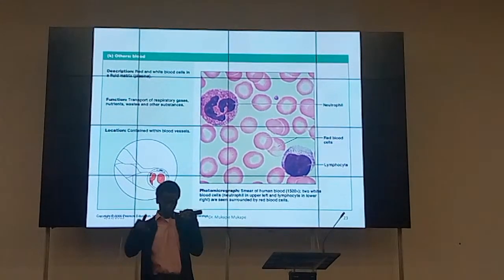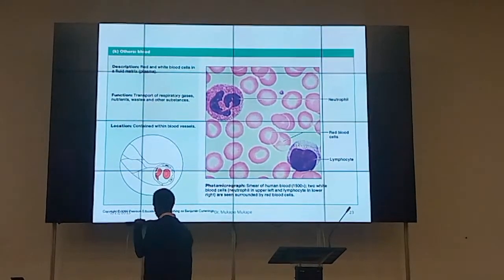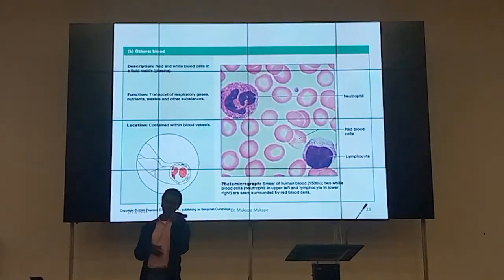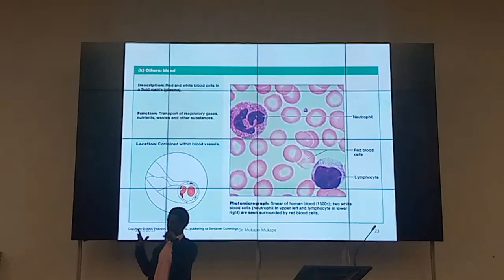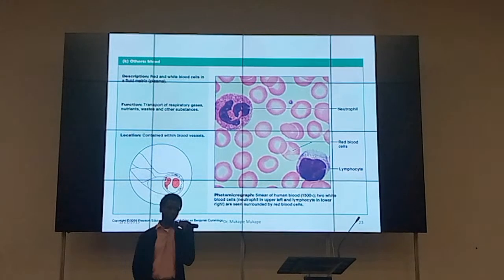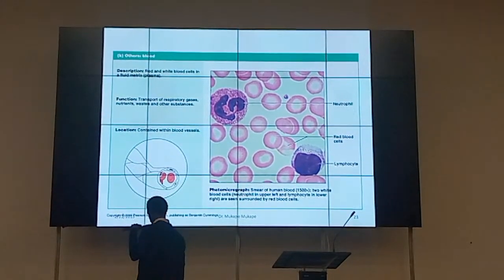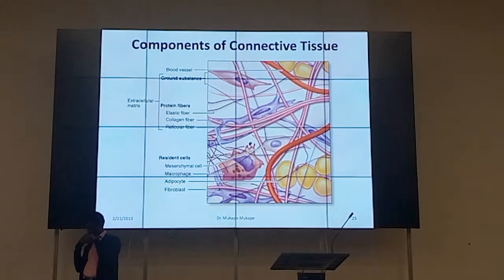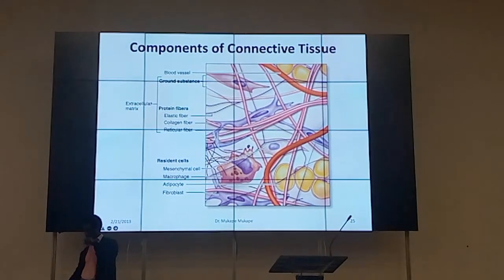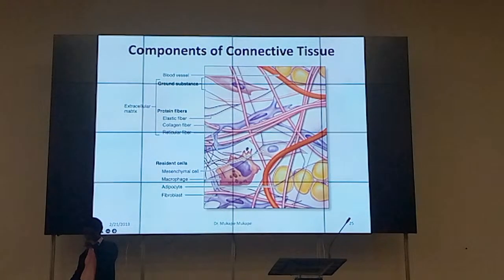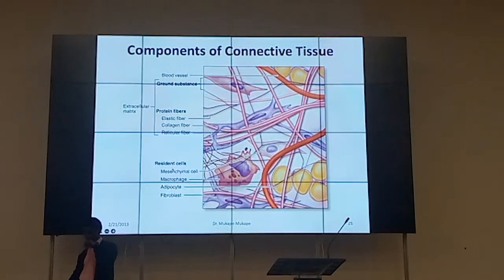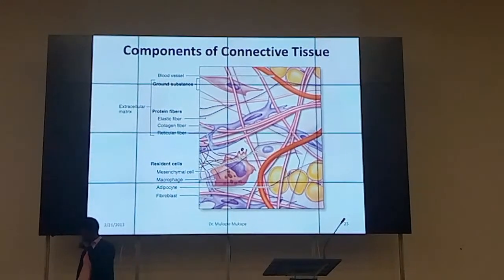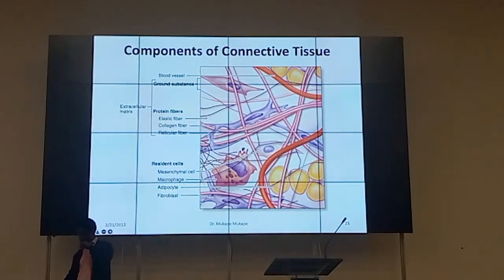So we have done the general introduction. Now we go into the cells. The extracellular matrix we discussed last time: the fibers and the ground substance, and those various components of ground substance. So we discussed the components of connective tissue: the extracellular protein fibers, then the resident cells. We can see here various cells: mesenchymal cells, macrophages, leukocytes, fibroblasts, and so on. So that is connective tissue.